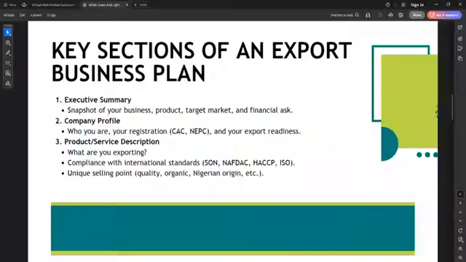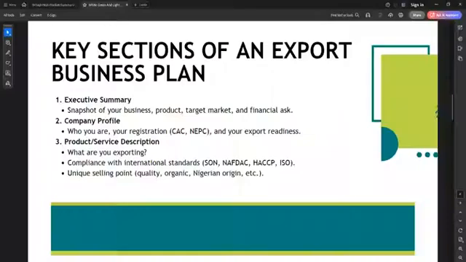So from there we can look at the third section. We have products or service description. In this case, you are talking more about your products, the commodities, whatever you are producing, or that you are getting directly from the market. So what are you exporting?